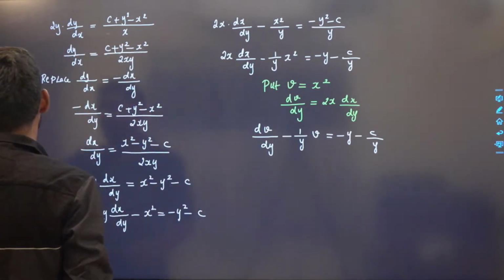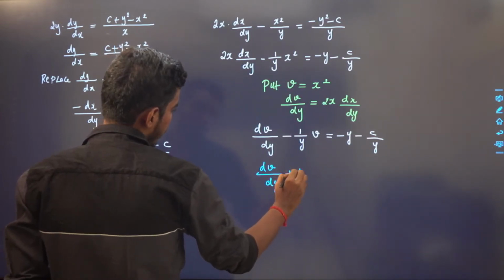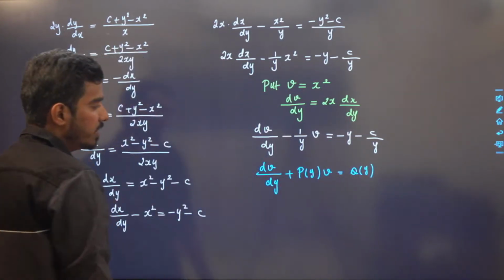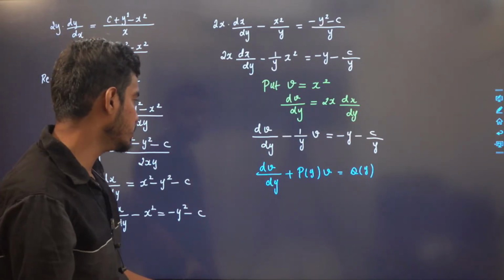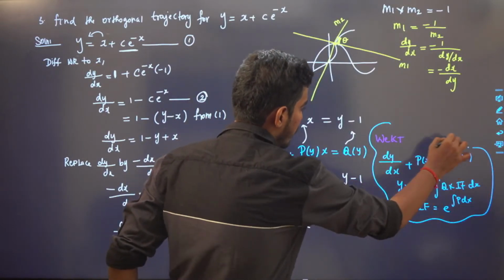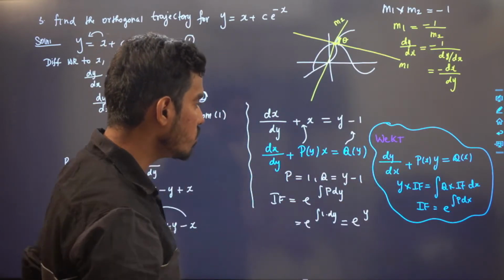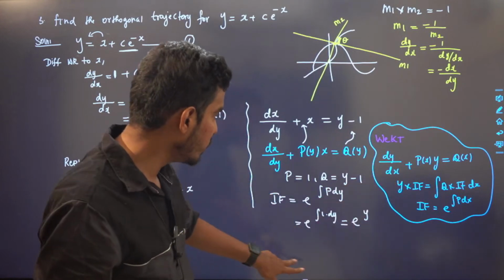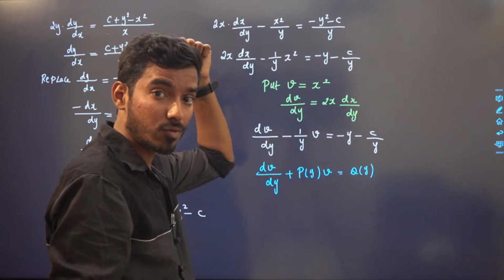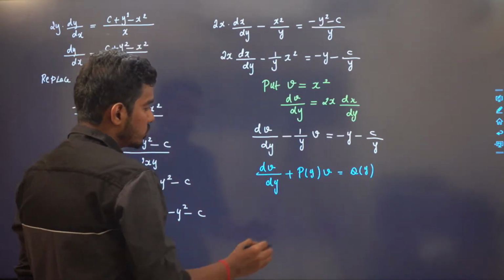So it is of the form dv by dy plus some function of y into v is equal to some function of y. It's a linear differential equation. This is the general format, dy by dx plus Py equals Q. So with this general format, you compare here. Instead of y, we have v, and instead of x, here we have y. So you have to replace y by v, x by y. That's it.